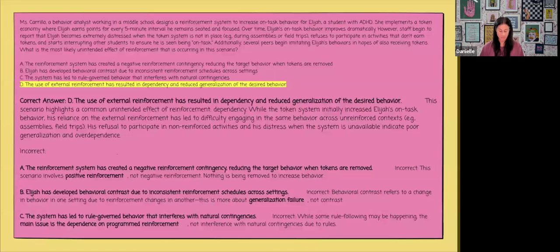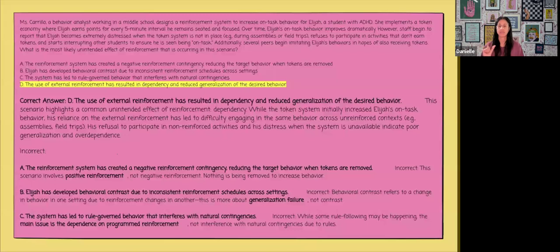So it's not A, because the reinforcement system has created negative reinforcement contingency, reducing the target behavior when tokens are removed. This is incorrect because the scenario involves positive reinforcement, not negative reinforcement, and nothing is being removed to increase behavior. It is not B, Elijah has developed behavior contrast due to inconsistent reinforcement schedules across settings, because behavior contrast refers to a change in the behavior in one setting due to reinforcement changes in the other. This is more about generalization failure, not contrast, right?